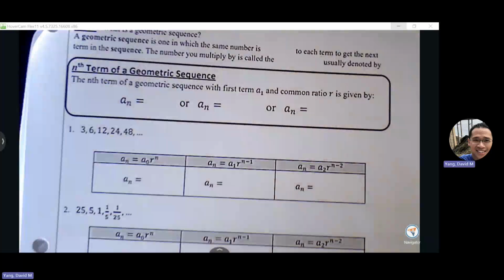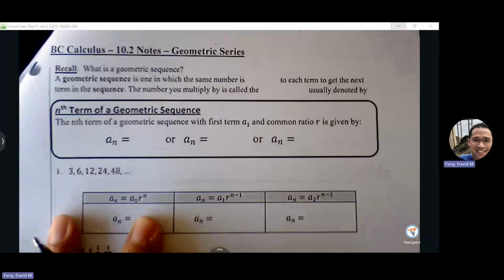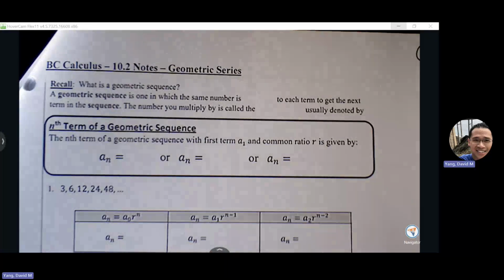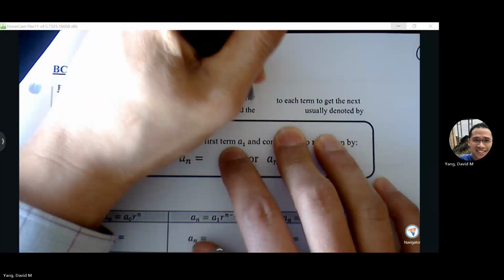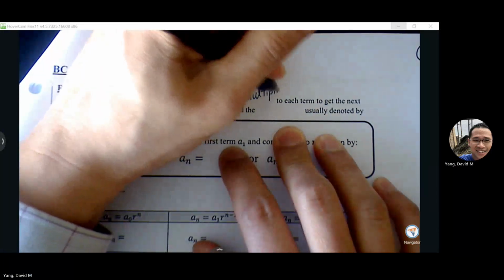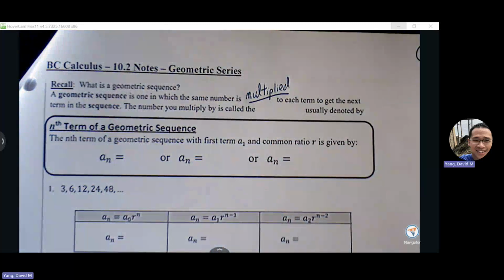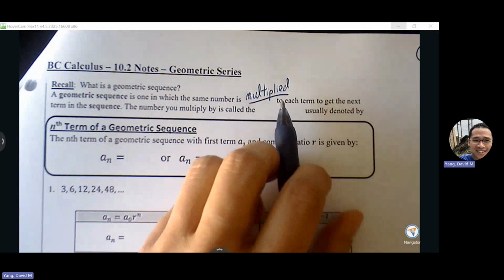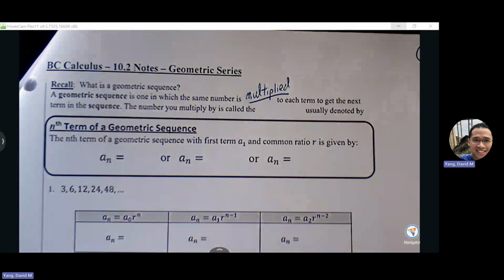All right, so what is a geometric sequence? A geometric sequence is one in which the same number is multiplied to each term to get to the next term in the sequence. You can be multiplying by a number greater than 1, or by a number less than 1. You can think of it as dividing by 2, or as multiplying by 1/2. We're always going to think in terms of multiplication, even though we could think of it as dividing by a number when it gets smaller.